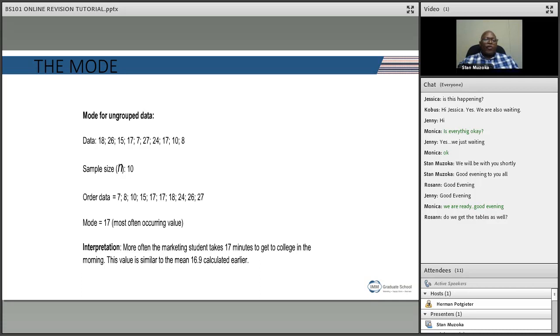The mode. The mode is the most frequent observation. So what we do is we look at the data set and find which is the most frequent: 17. That is the most recurrent observation. So it means that for most of those days, the student takes 17 minutes to get to college, which is almost next to the 16.9 that we got for the mean.